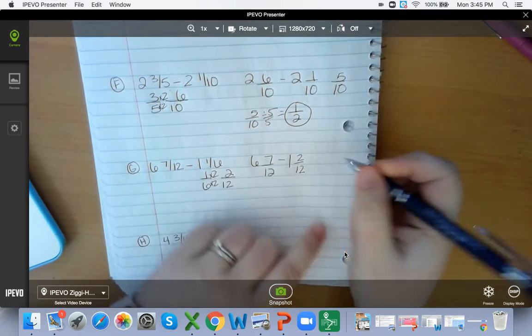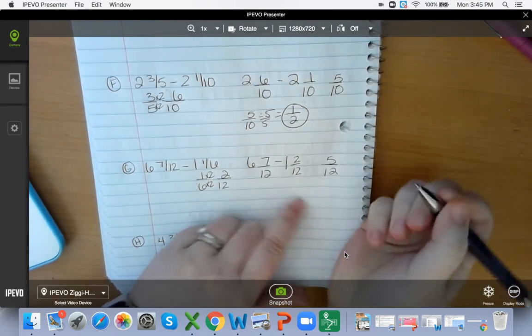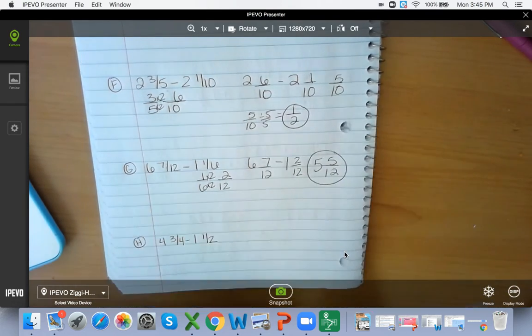7 minus 2 is 5. Keeping my 12, I know I won't need to reduce that one, but then 6 minus 1 is also 5, so don't forget that whole number there.